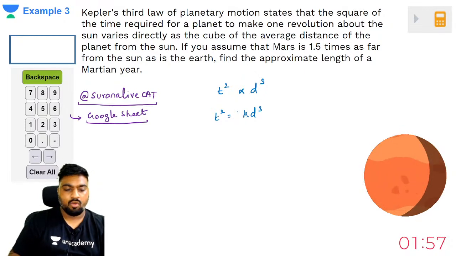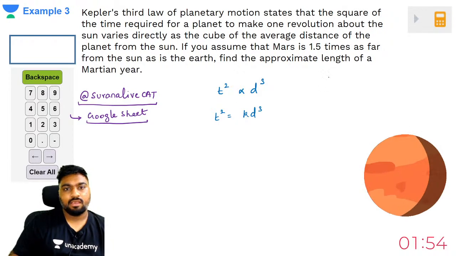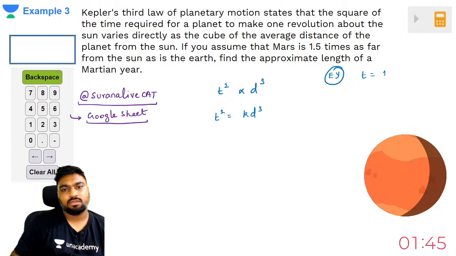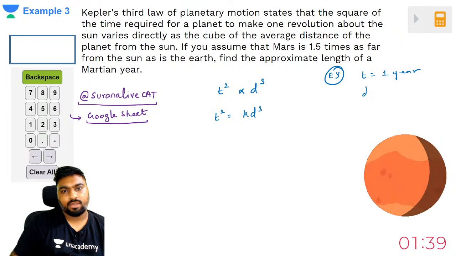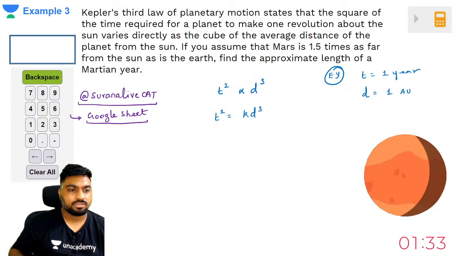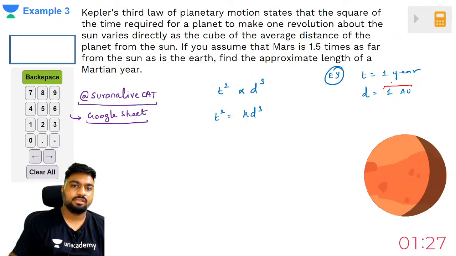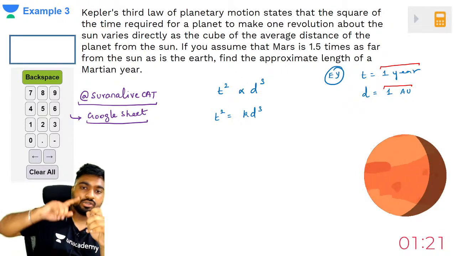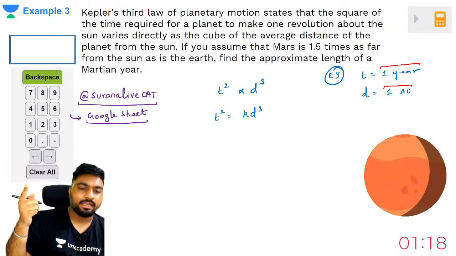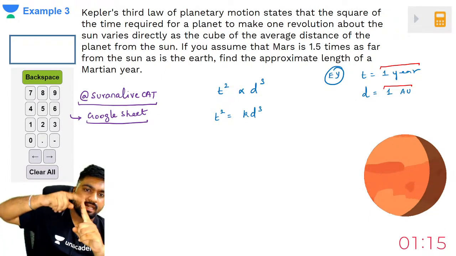Now what is happening here? According to Earth years, if time is equal to 1 year, and we are going to assume the distance to be 1 astronomical unit. That's what astronomers also do. We're going to consider the distance to be 1 astronomical unit and the time to be 1 Earth year. So Earth goes around the sun in 1 year, correct?